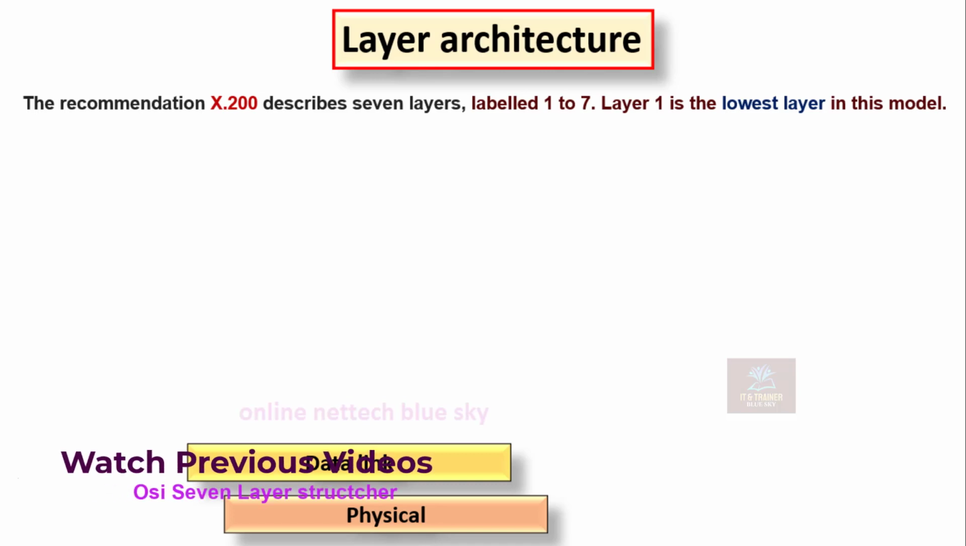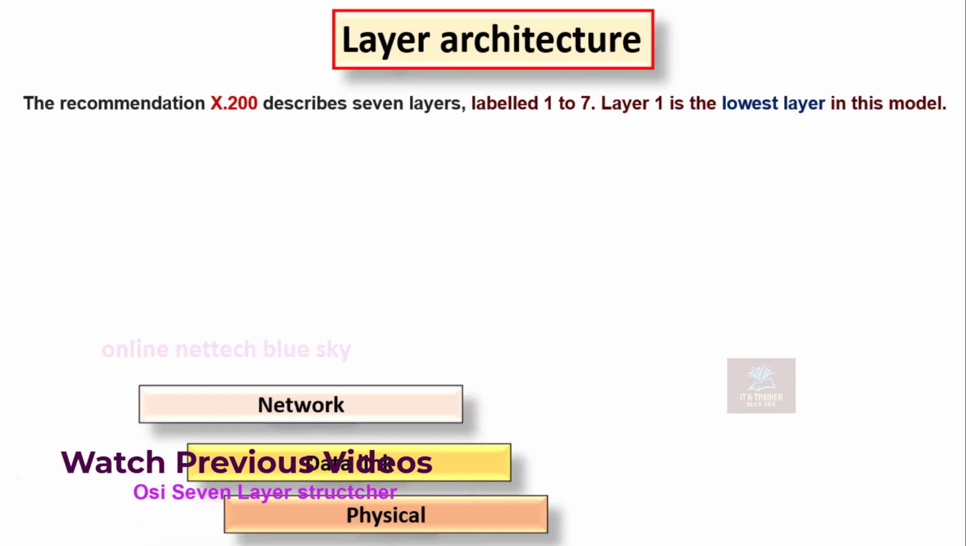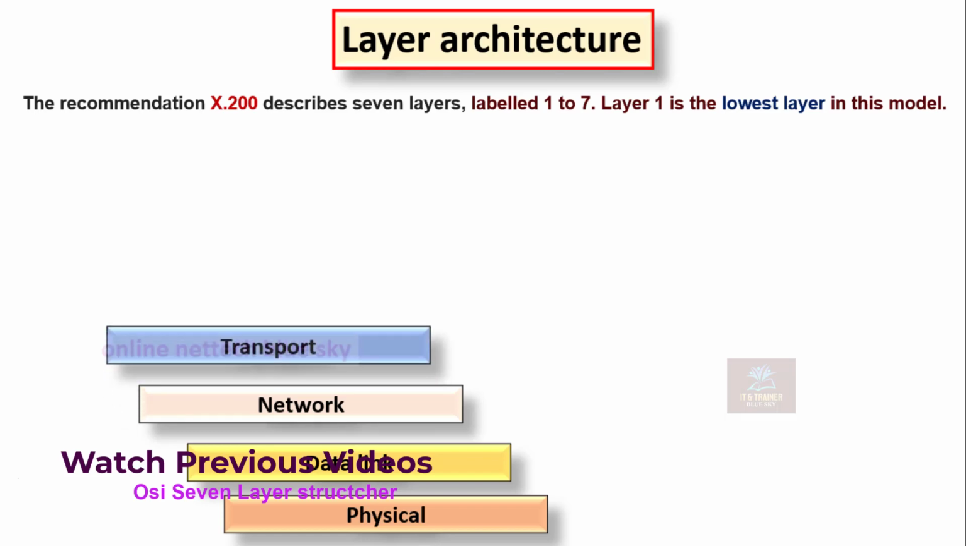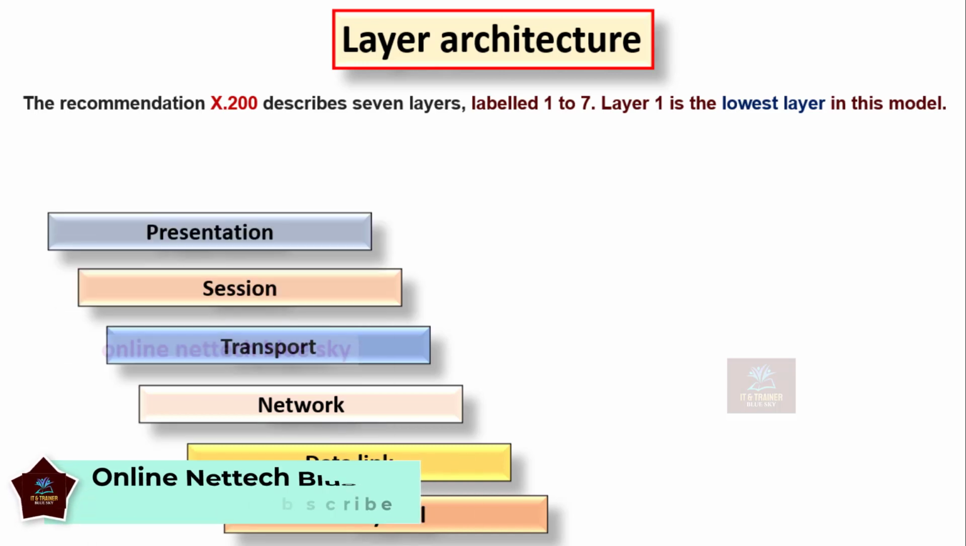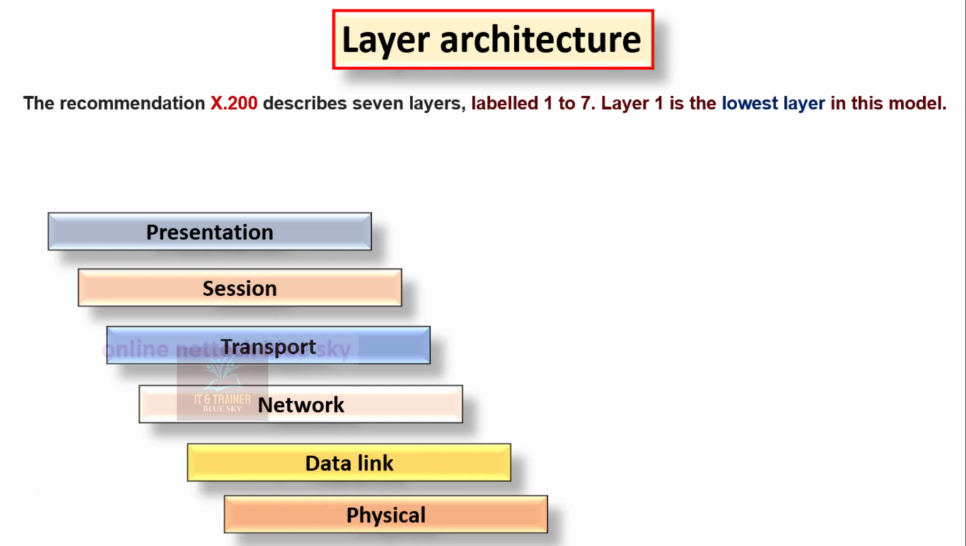Then the data link layer, and third is the network layer. After the network layer comes the transport layer. Fifth is the session layer. Sixth is the presentation layer, which decides how your data is presented and how it is shown on a website in the browser. That is the work of the presentation layer. And seventh is the application layer.